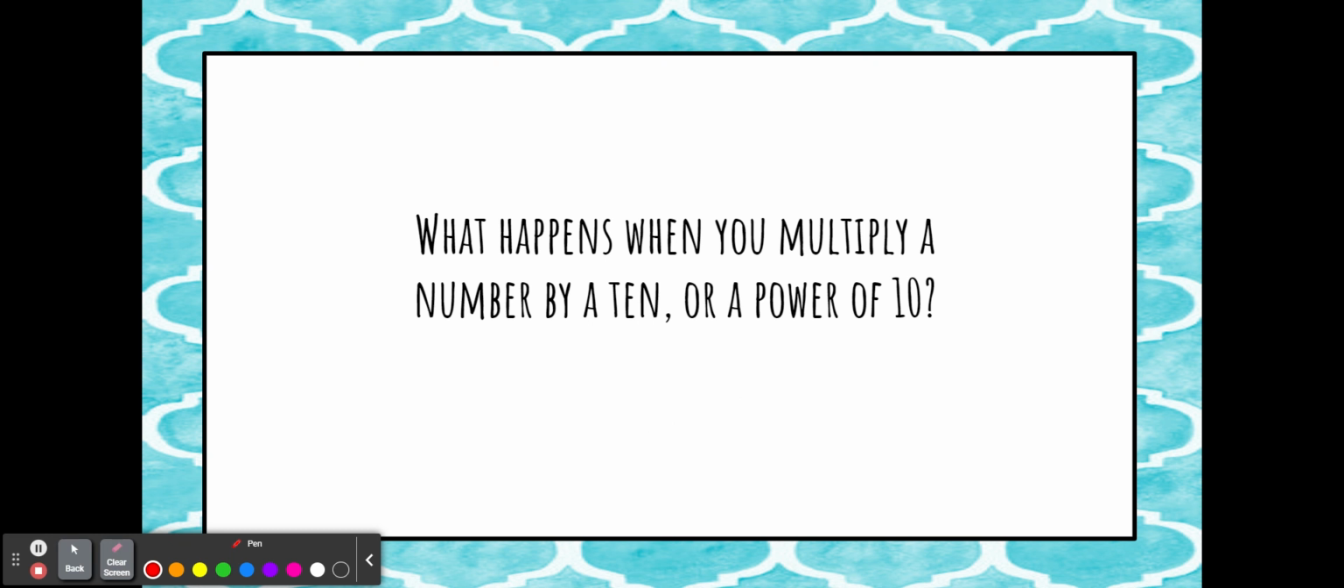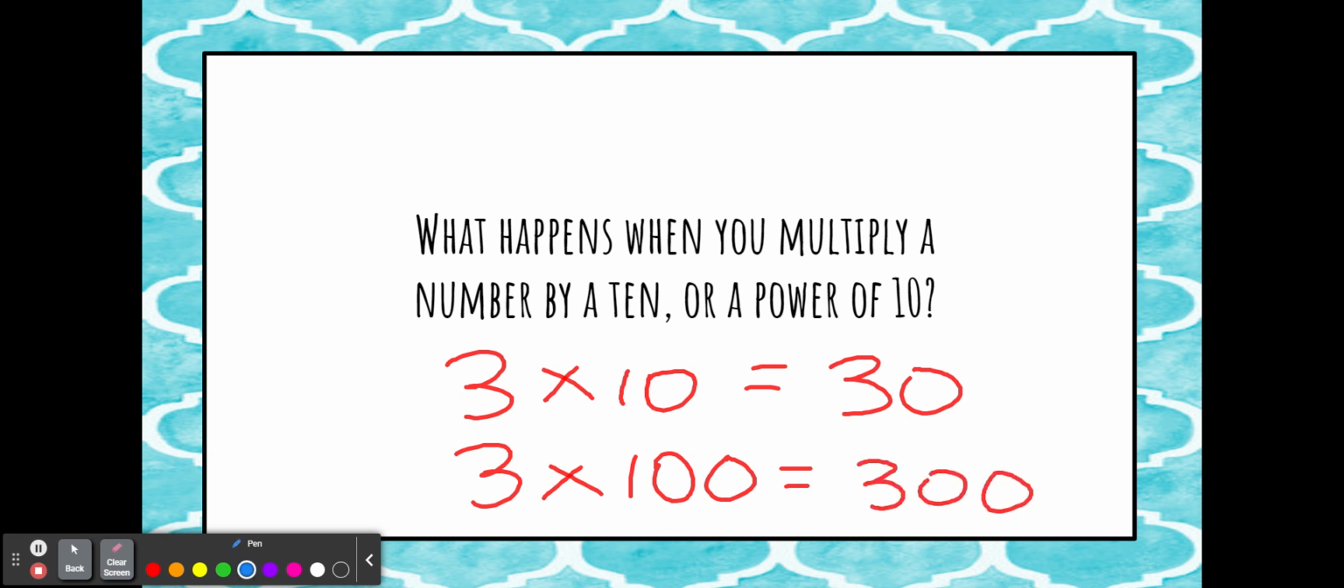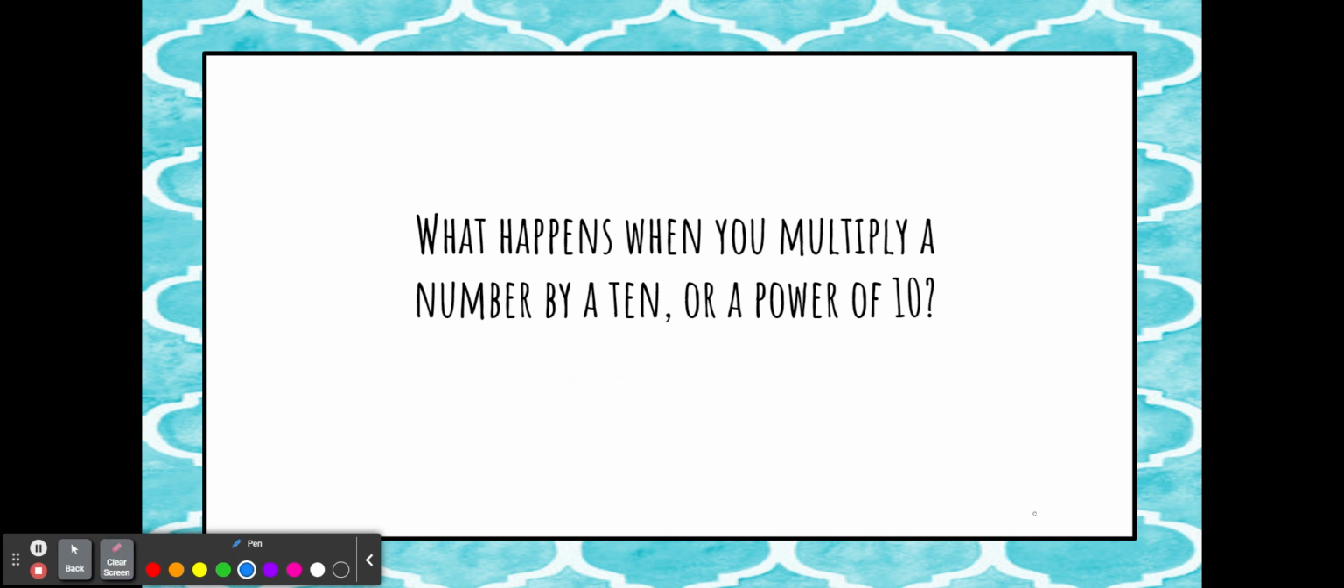In other words, if I had 3 times 10, you would make that 30. If I did 3 times 100, you make that 300. And if you notice, every time you're taking 3 and multiplying it by 10, that moved the decimal to the right. If you multiply it with 2 zeros, it moves the decimal twice over. So that's how that's going to help us with scientific notation.